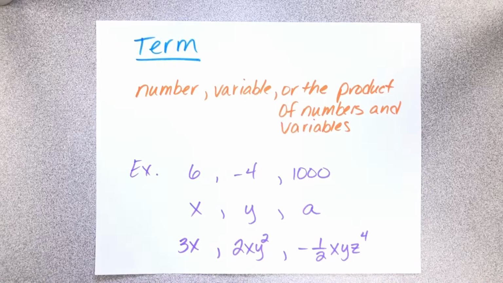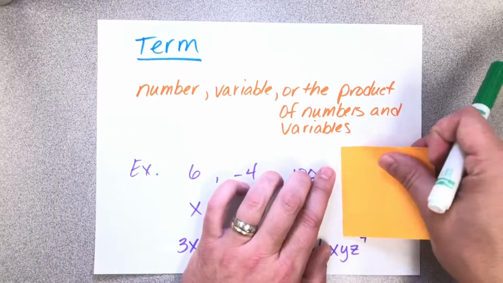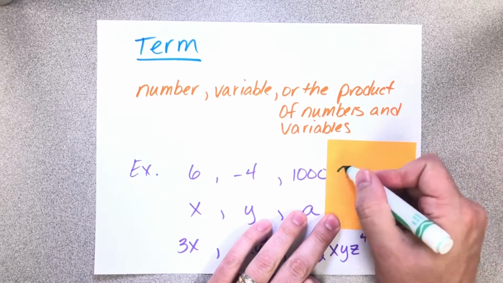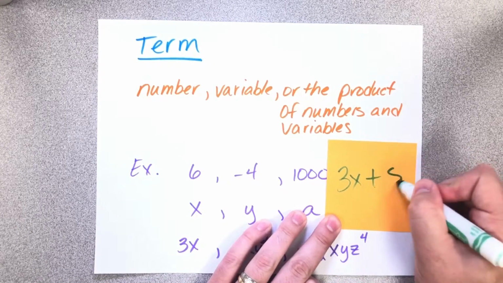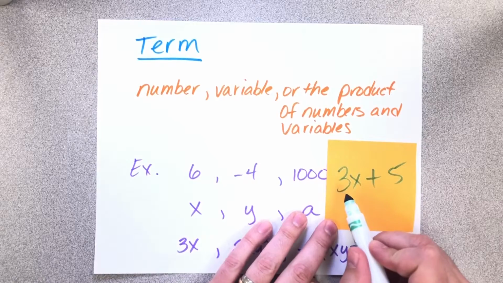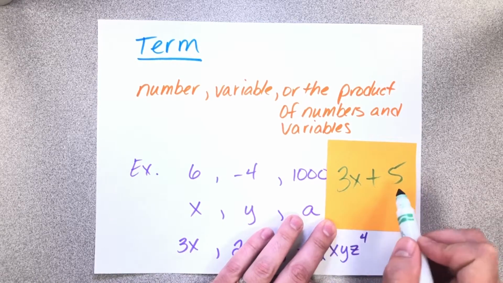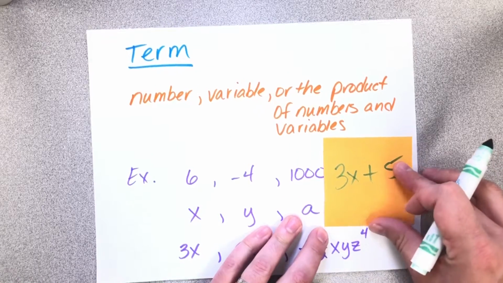An example of more than one term, you would have to have some operation between them, such as 3x plus 5. Now we have a situation where we have two terms. 3x is its own term, and then the plus 5 is a separate term.